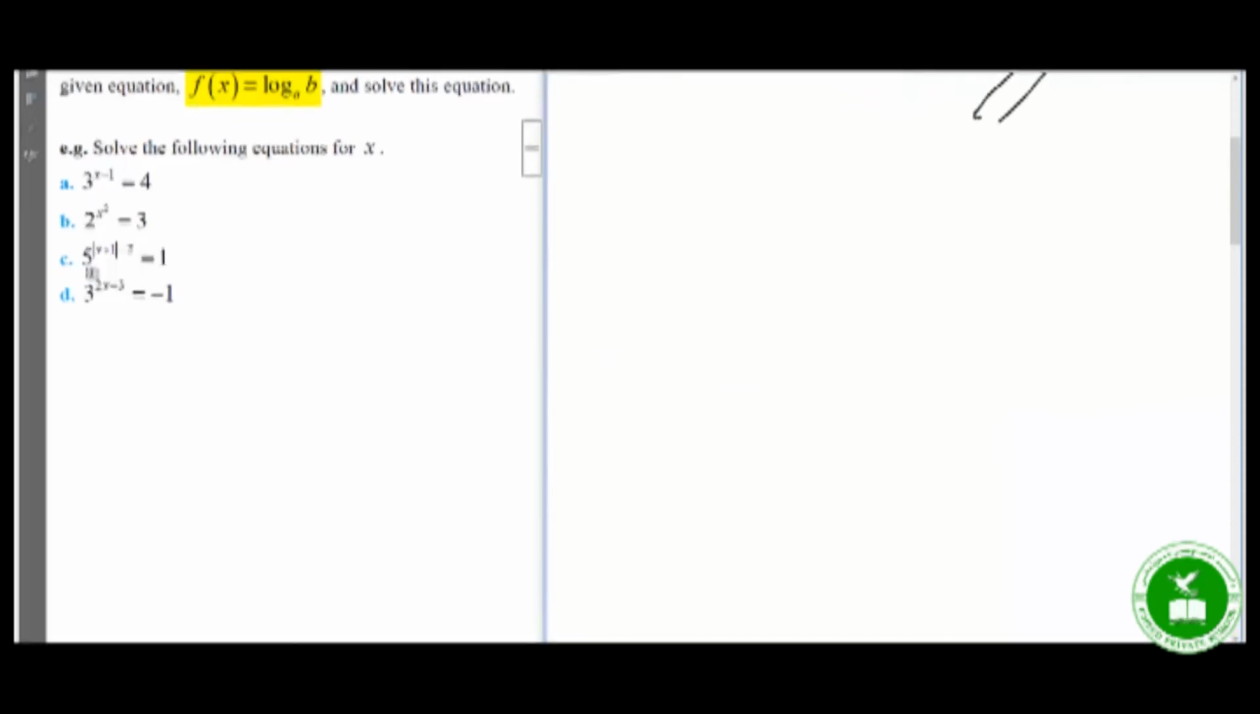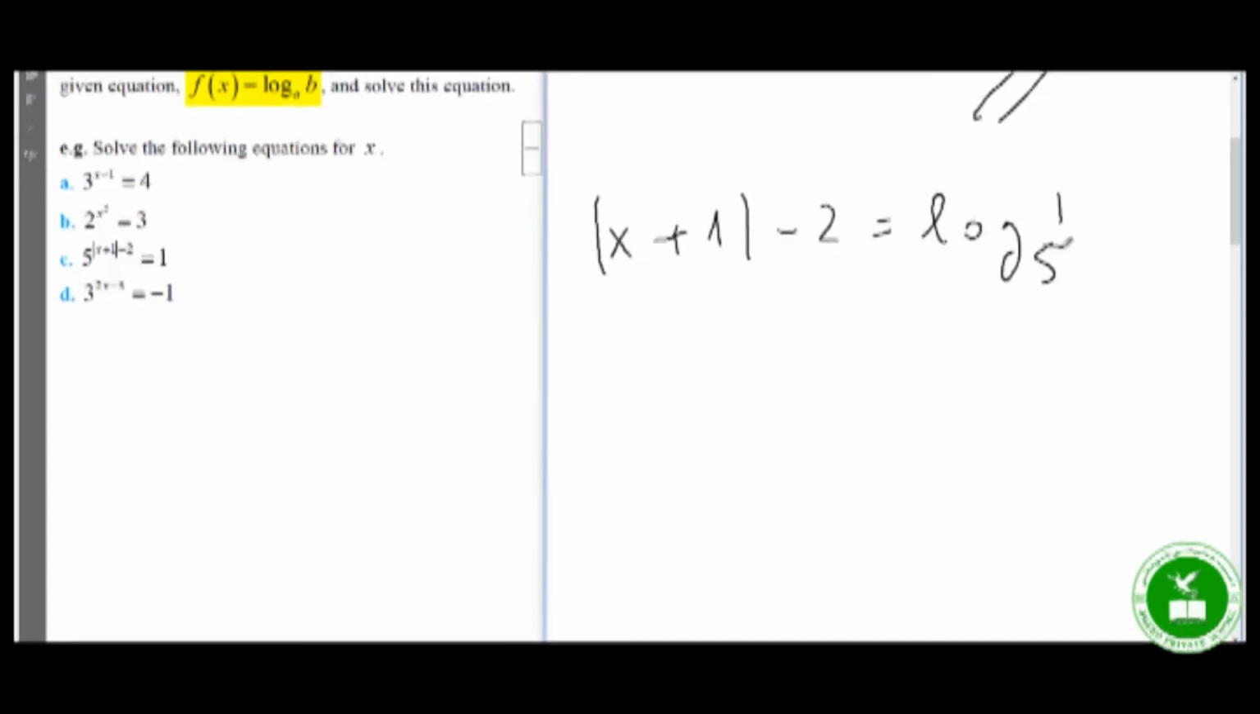Next example, as you see in here, 5 to the power of absolute value of x plus 1 minus 2 is equal to 1. Again, we use the same method. Absolute value of x plus 1 minus 2 is equal to logarithm of 1 to base 5. We know that logarithm of 1 to any base is equal to 0, so absolute value of x plus 1 minus 2 is equal to 0. So we add 2 to both sides.